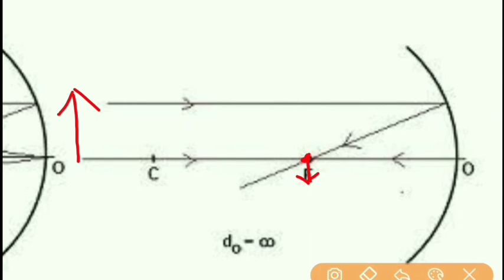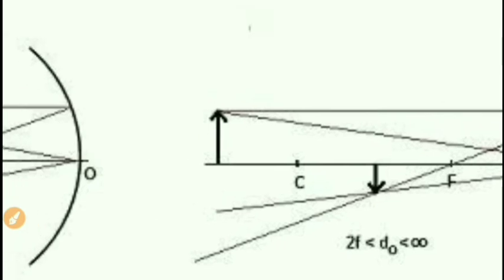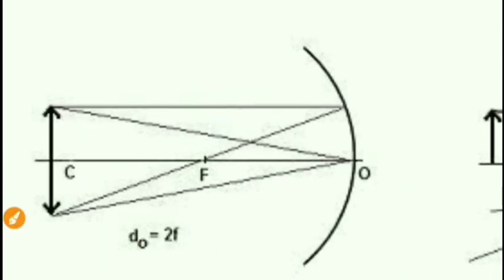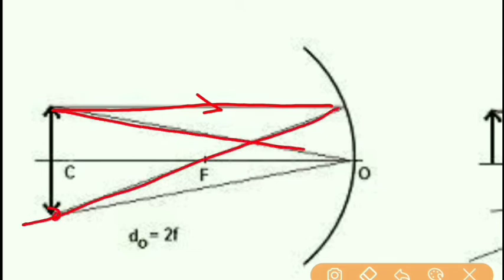Also here, in these three cases, the actual rays are meeting at this point. After reflection, they actually meet at this point, and so the image formed is called a real image. So the cases are real and inverted.